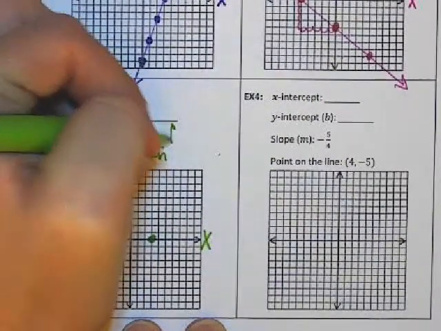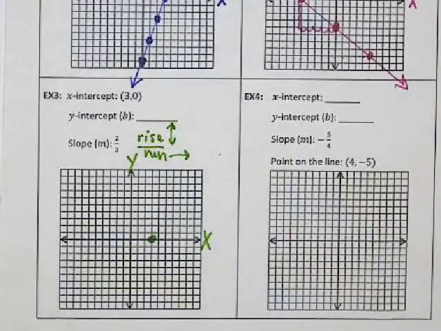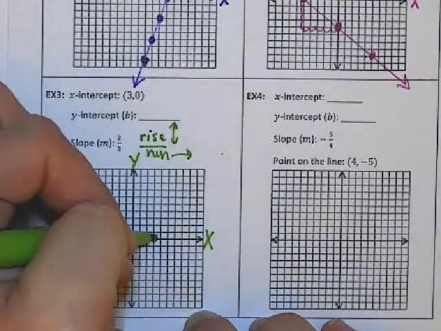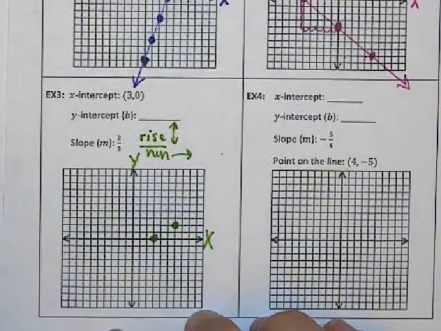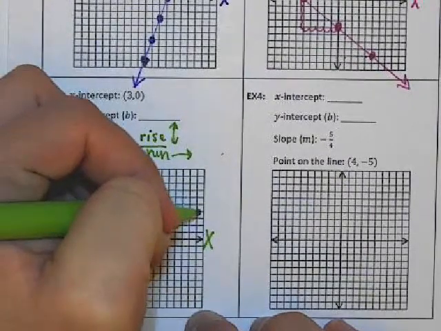Remember, rise is up or down. Run is always right. Okay, am I going to go up or down on my rise? Up. Why? Because it's a positive. How many am I going to go up? 2. And how many right? 3. So up 2, to the right 3. And do it again. Up 2, to the right 3.